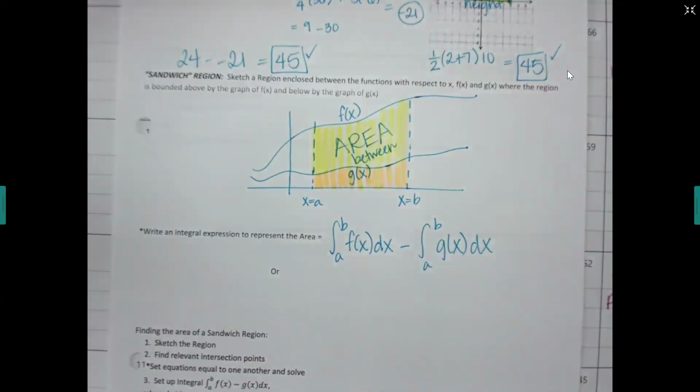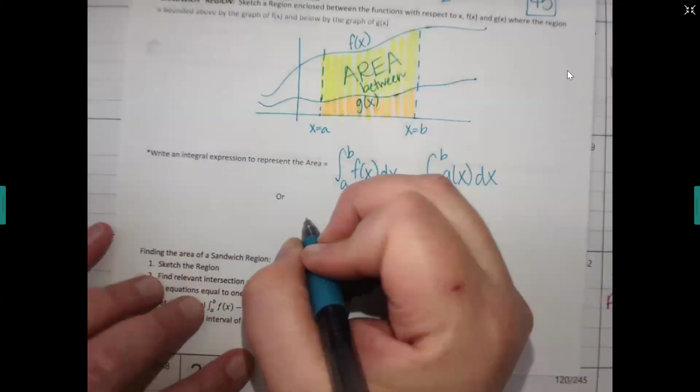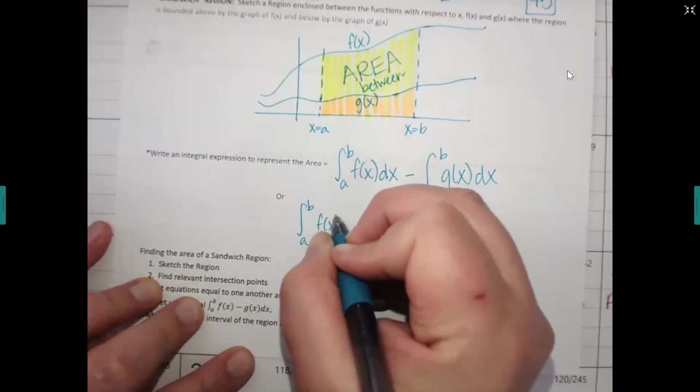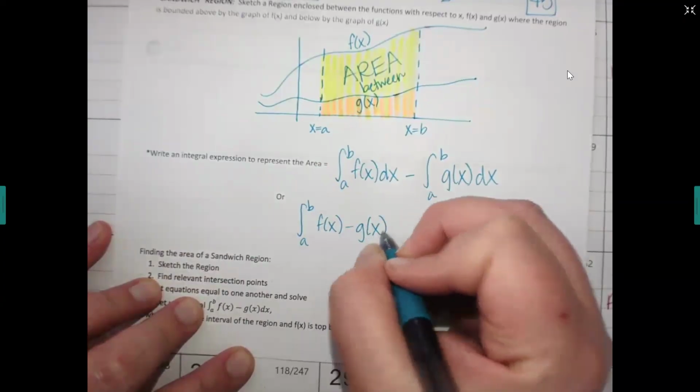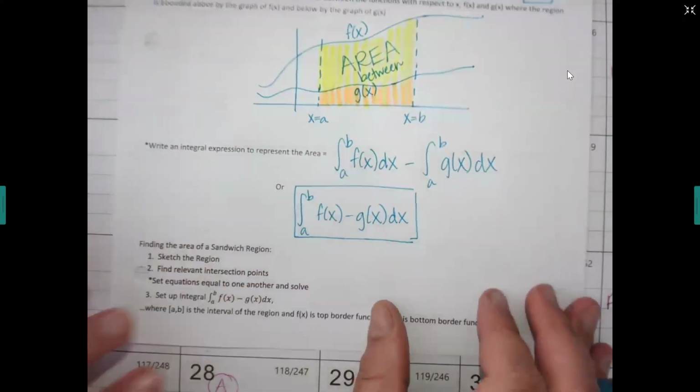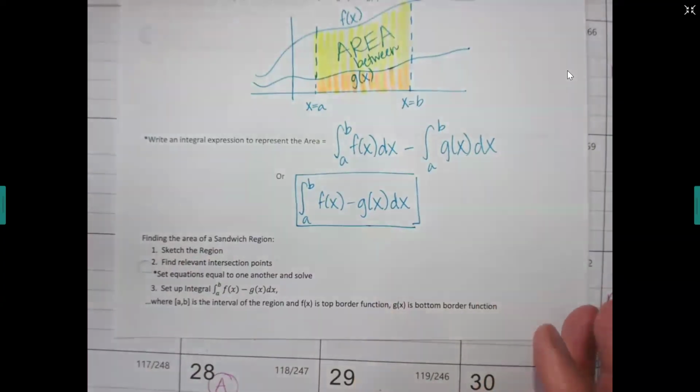Now, because both of your integrals have the same top and bottom endpoints, most people will integrate them together, but they'll just do the minus in the middle of it. So the top one technically is right, but if you're integrating between the same two x's, there's usually no point in separating them into totally separate antiderivatives.